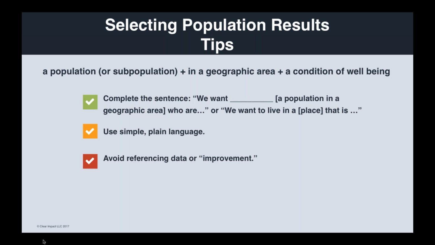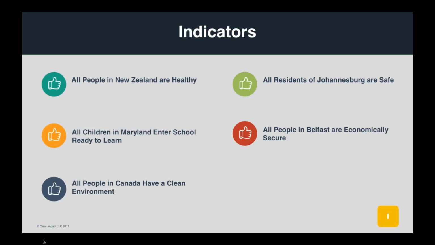Avoid referring to data or improvement. It's not we want to improve, it's just we want. It's a condition of well-being. And then avoid referencing services. Services are a means to an end. So if you say we want a well-functioning human services system, that's a means, that's not a result. That's a means to a population result, a condition of well-being. Okay? All right. Indicators, examples.